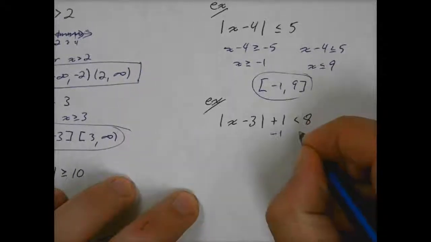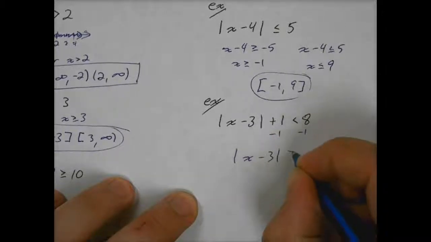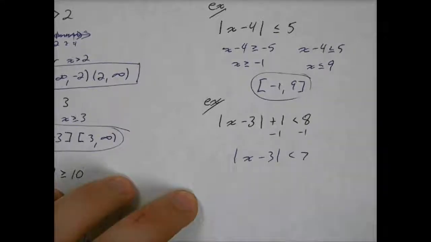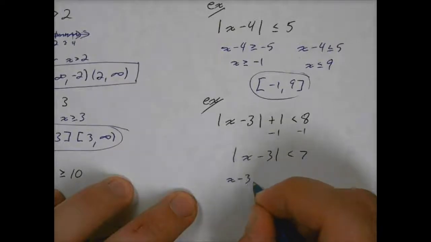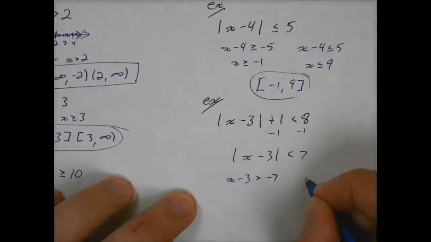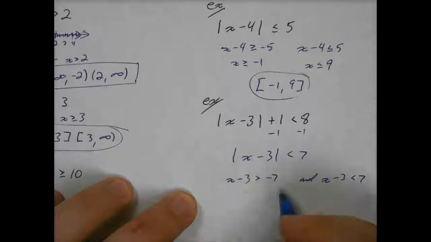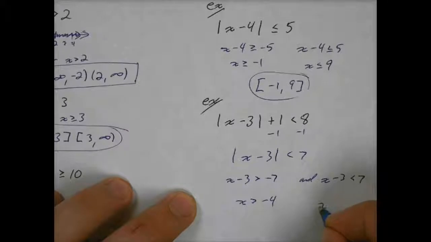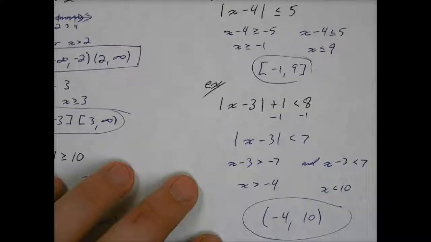So if I just subtract 1, now I have the absolute value of x minus 3 is less than 7. And I can do this problem just like we did in the other ones. So I have x minus 3 is greater than or equal to negative 7, and x minus 3 is less than 7. So add your 3. That means x is greater than negative 4. Add your 3. x is less than 10. So greater than negative 4 and less than 10. So between negative 4 and 10 using interval notation.